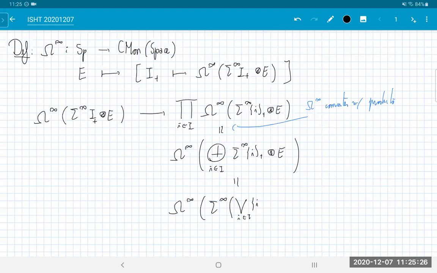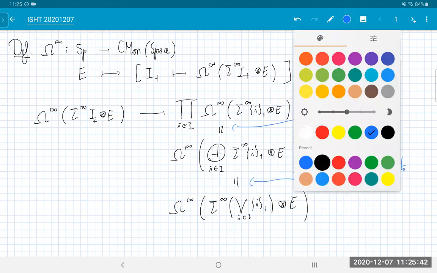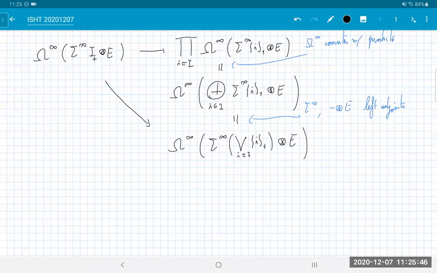So this is sigma infinity blank tensor E, left adjoint. And so concretely, this map is induced by this map, which is an equivalence. It's an isomorphism in finite pointed sets. So it satisfies the Segal conditions. As you see, the only thing we've used here is that spectra has finite direct sums, and that omega infinity commutes with products.